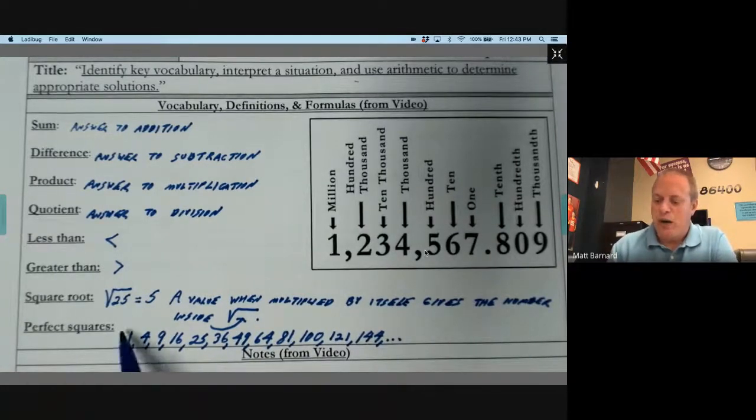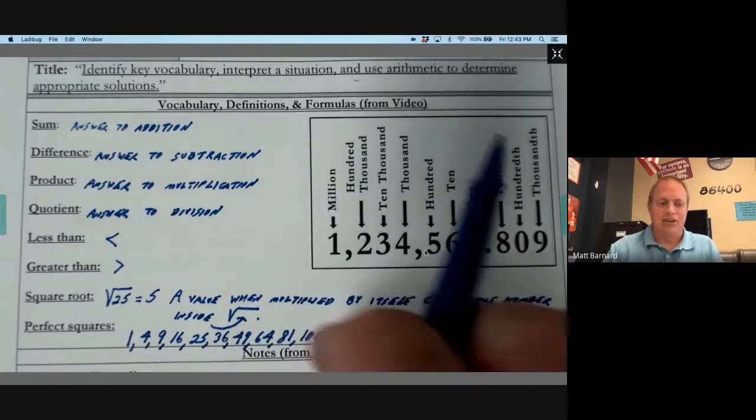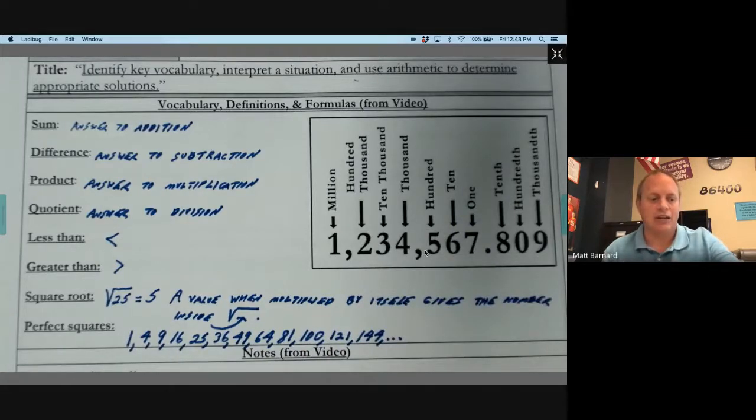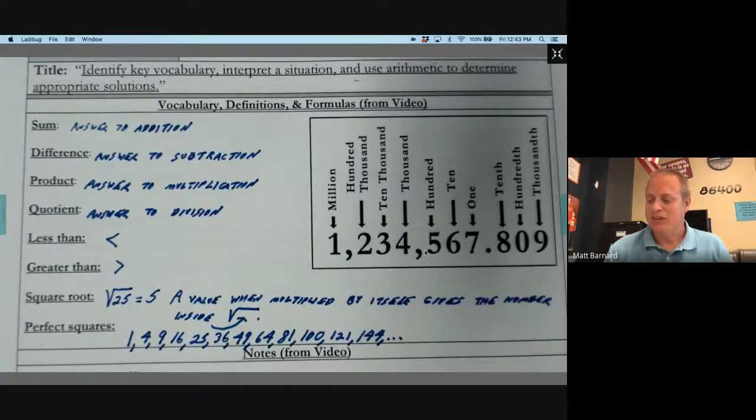If we took the square root of each of these numbers, it would come out to be a whole number. You'll notice the square root of 25 is 5. And that's true for all of these numbers, that the square root of all the perfect squares has a whole number answer. Now you'll notice this chart up here in the vocabulary, that chart up there is how we round and how we want to round. These are all the places that you'll notice here.